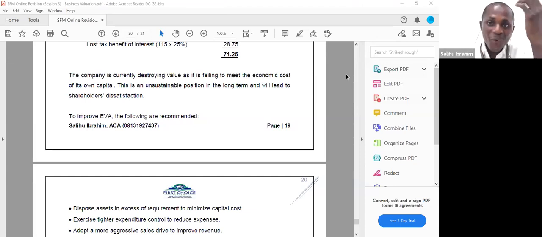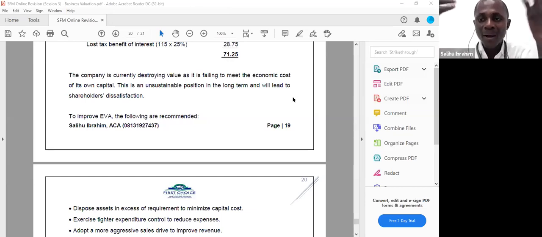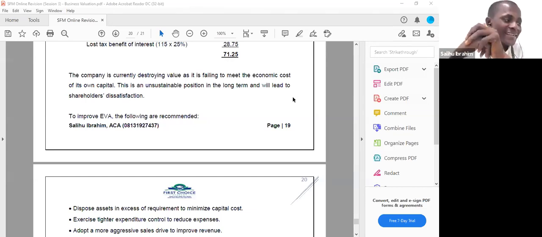So, where the question says comment, or the question tells you, suggest how the economic value added can be improved, these are what you should be ready to give to the examiner.